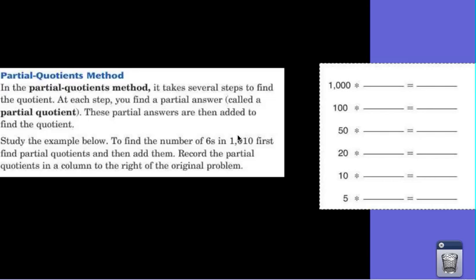In this video, we're going to be revisiting the partial quotients method, and this wording here is directly from the Everyday Math Student Reference book. In the partial quotients method, it takes several steps to find the quotient. At each step, you find a partial answer called the partial quotient. These partial answers are then added to find the quotient.